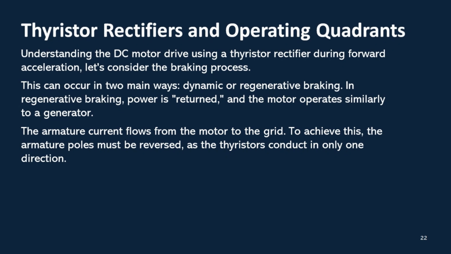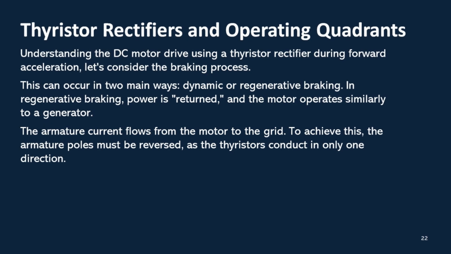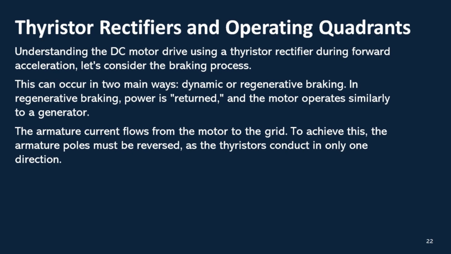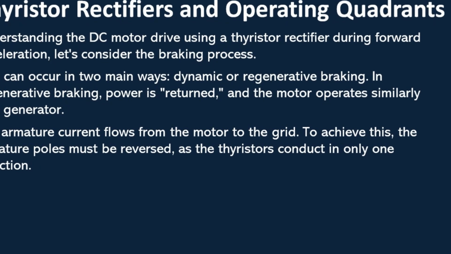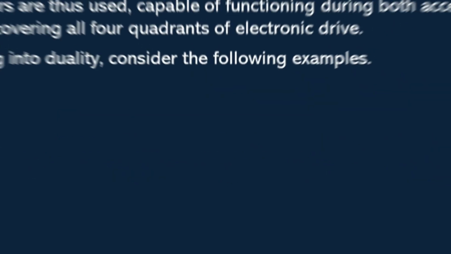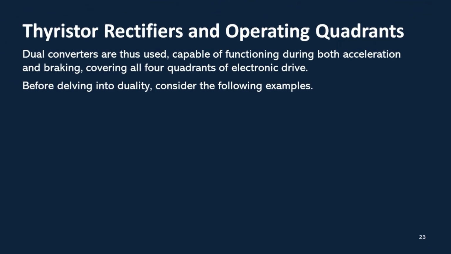This can occur in two main ways, dynamic or regenerative braking. In regenerative braking, power is returned, and the motor operates similarly to a generator. The armature current flows from the motor to the grid. To achieve this, the armature poles must be reversed, as the thyristors conduct in only one direction. Dual converters are thus used, capable of functioning during both acceleration and braking, covering all four quadrants of electronic drive.